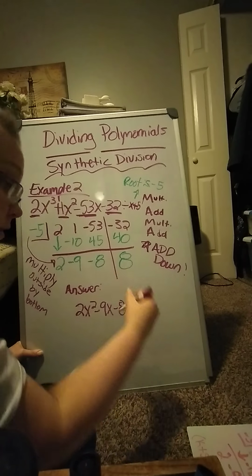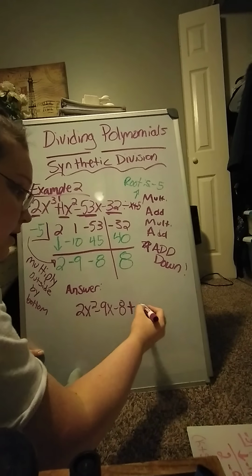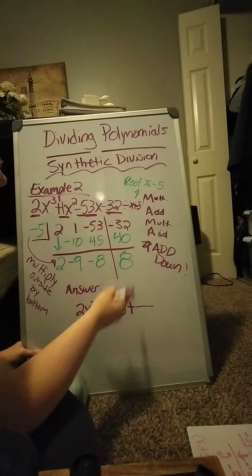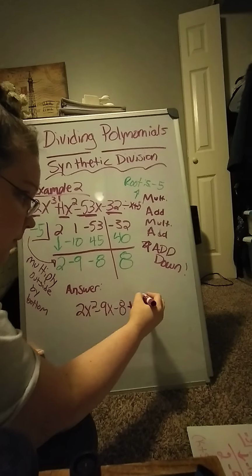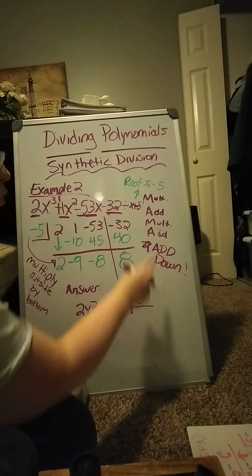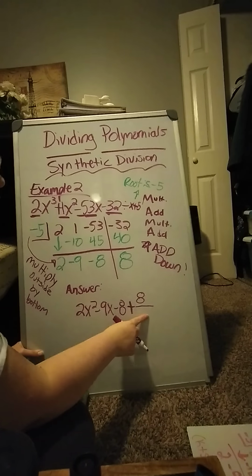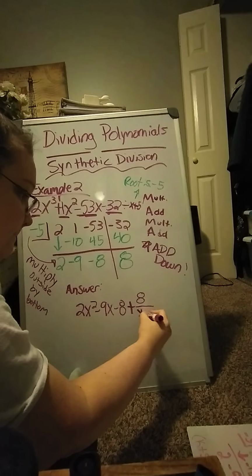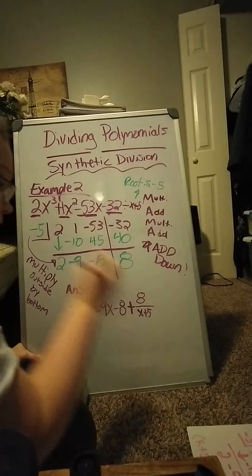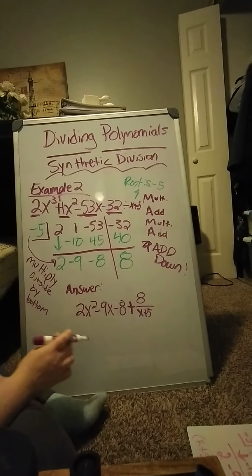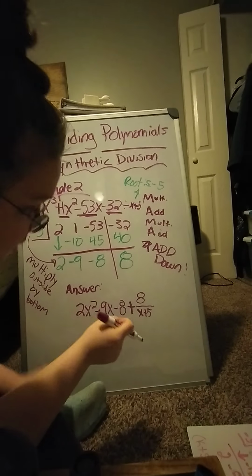It's positive, so I'm going to put plus, make a fraction bar. This goes on top. And then what you divided by goes on the bottom. And that is your answer.